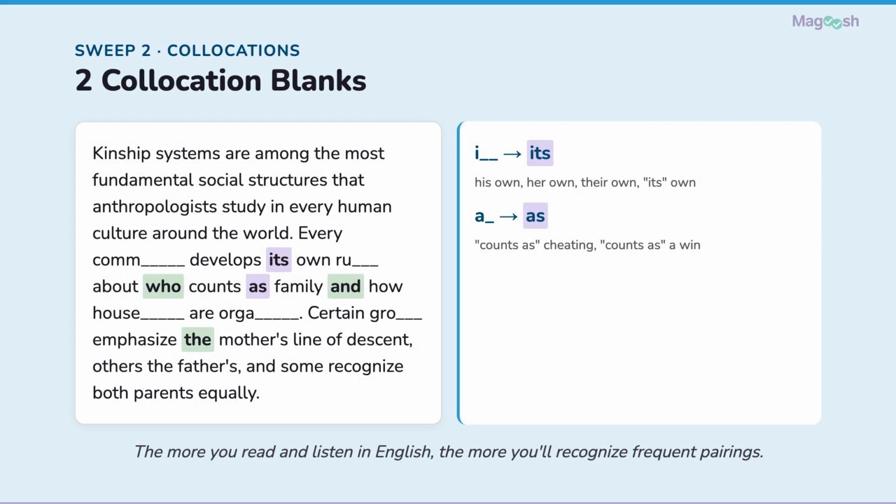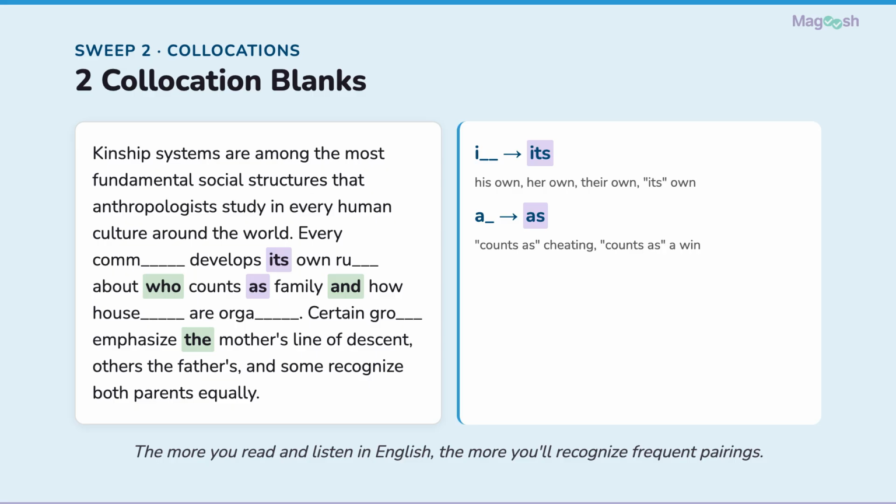For this passage, this sweep covers 2 blanks. First, develops blank own. The pairing of a possessive word before own shows up frequently in English. His own, her own, their own, its own. The subject here, everything, is a singular thing, not a person, so the answer is its.